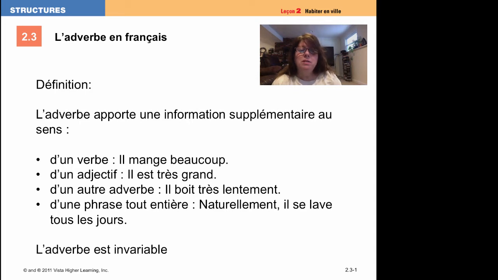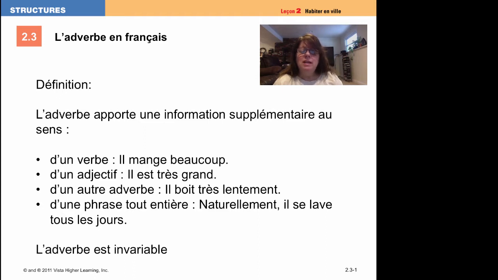Aussi, l'adverbe apporte une information supplémentaire au sens d'un adjectif. So, here's an example with another adjective. Il est très grand. Il est comment? Il est très grand. What's he like? He's not just tall, he's very tall. Très is an adverb.